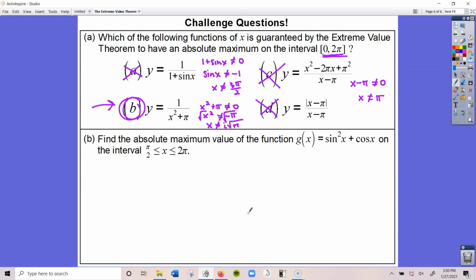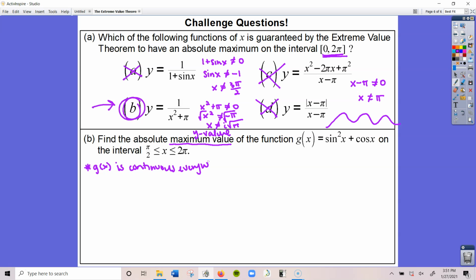Now for this second question, this is part of what would be an FRQ, and we're trying to find the absolute maximum value. If you're asked for the maximum or minimum value, they're asking about the y value. So we're going to go through our process here. We have to determine, is this continuous? Now sine and cosine are continuous functions because on a graph, it's just a wave like that. So we would say g of x is continuous everywhere.